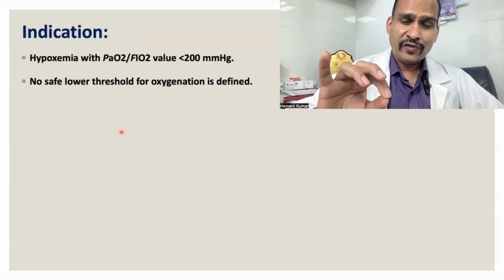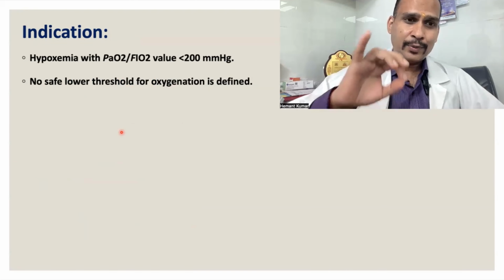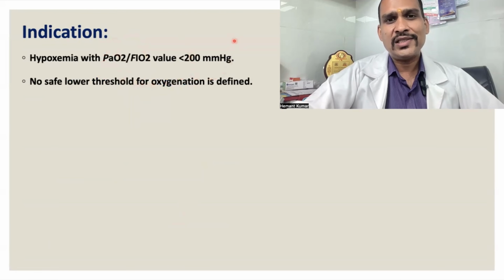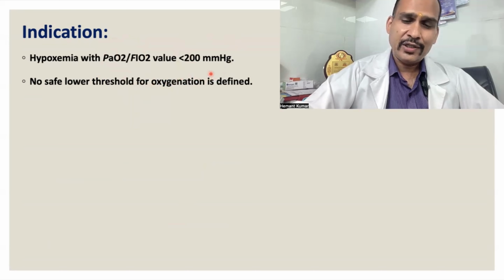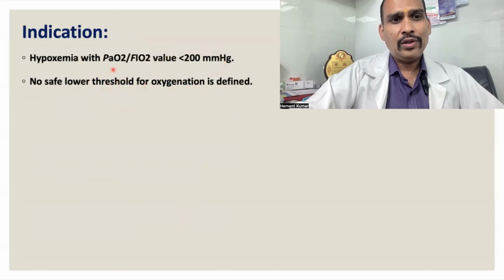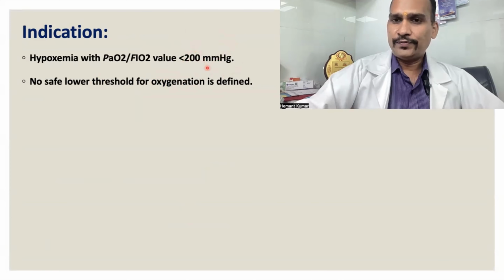So what is the cutoff value at which we should apply NIV before bronchoscopy? If there is marked hypoxemia, PF ratio less than 200, then we can use NIV while doing bronchoscopy. But we don't know the safe lower threshold, because below 200 we should apply NIV, but the lower limit of this we don't know.